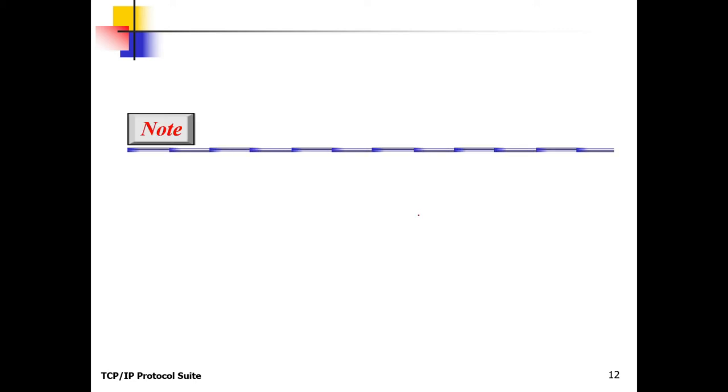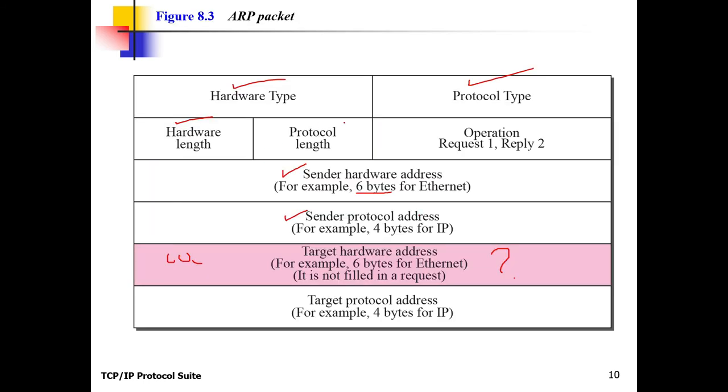So again, if we go back in here, we start with the hardware type. This is a 16-bit field, and it will tell you the type of the network in which ARP is running. Each LAN has been assigned an integer based on its type. For example, Ethernet is given type 1. If it's 1, then it's Ethernet. ARP could be used for the physical network.